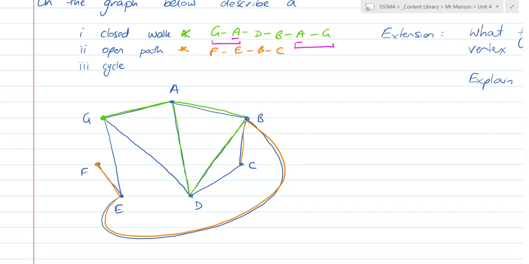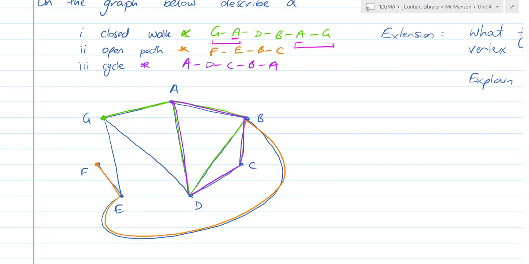And a cycle, last of all, which I'll do in purple. A cycle is a closed path, so it starts and finishes at the same location, with no repeated edges and no repeated vertices. So for this cycle I might go A to D to C to B, and then back to A. That makes it a cycle, a closed path.